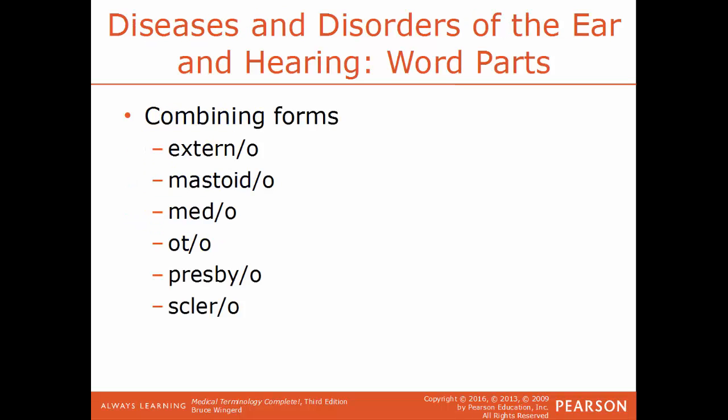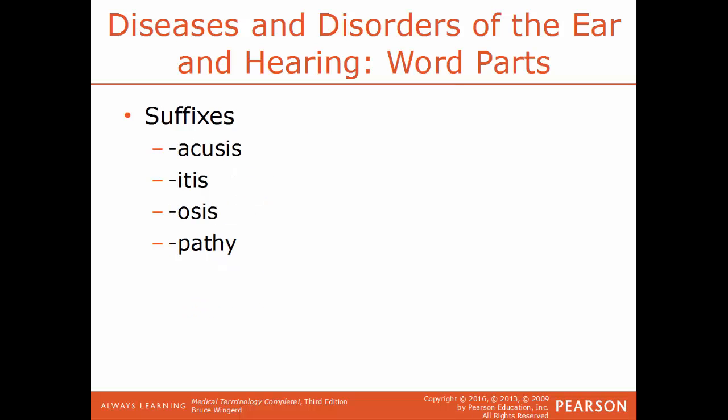Alright, now we'll talk about some diseases and disorders when it comes to the ear and hearing. Some of the word parts. Some common combining forms that you'll see. Externo is a reference to outside or being external. Mastoido is a reference to the mastoid, which is a process found just behind the ear, a feature of the skull. Medio is a reference to median or the middle. Odo is a reference to ear. Presbyo is a reference to old age. Sclero is a reference to the sclera, which is the white part of the eye, or a material that's very hard and very rough.